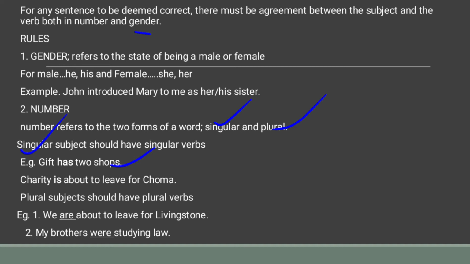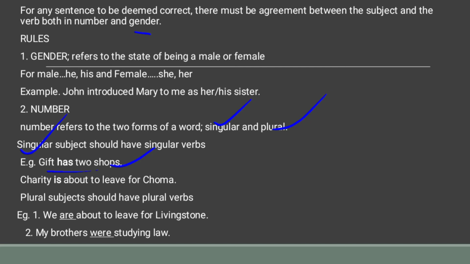So, we cannot say gift have two shops. No. Instead, we use the singular verb, which is has here. And it will be gift has two shops. We cannot say gift have two shops. The subject and the verb are not agreeing in that case.